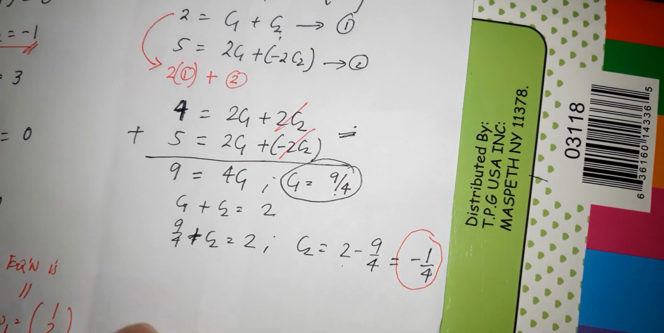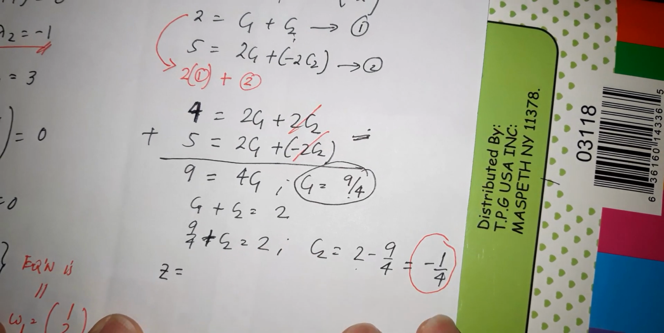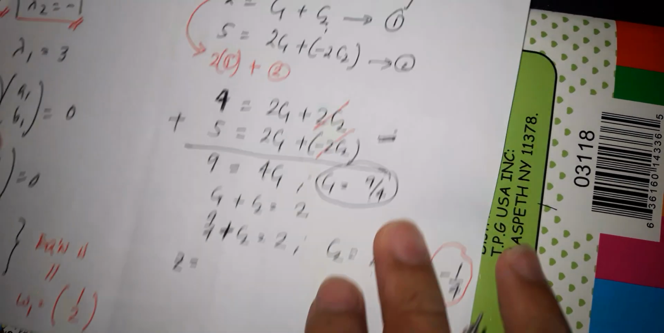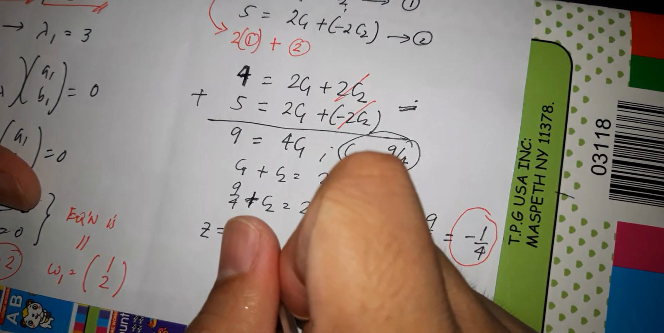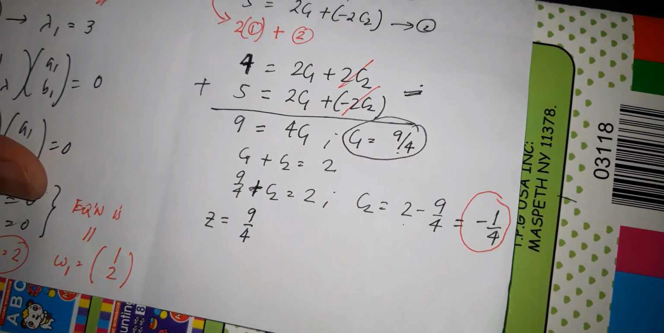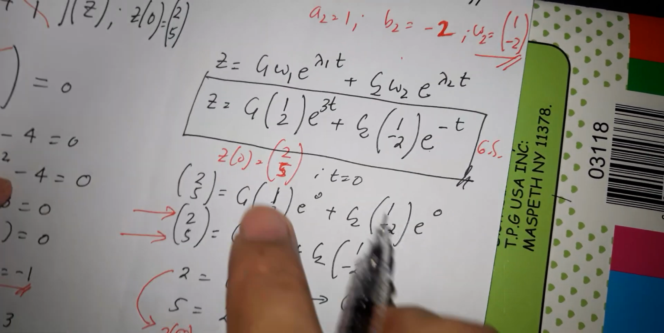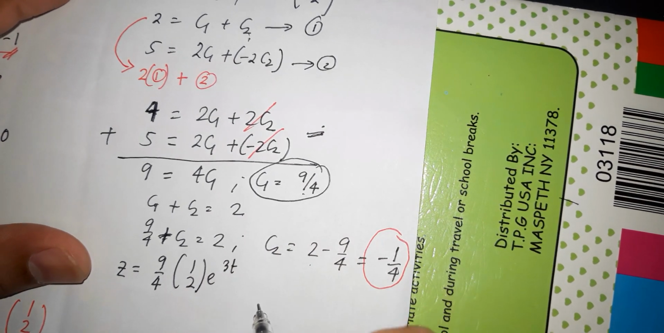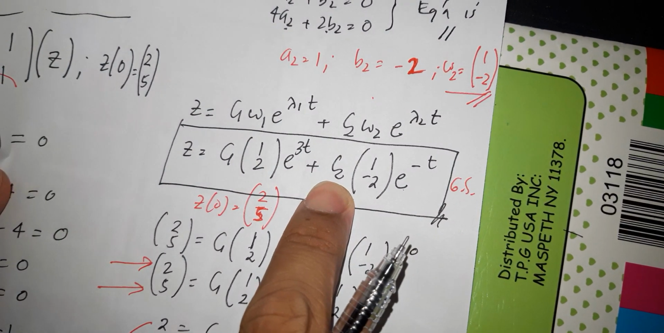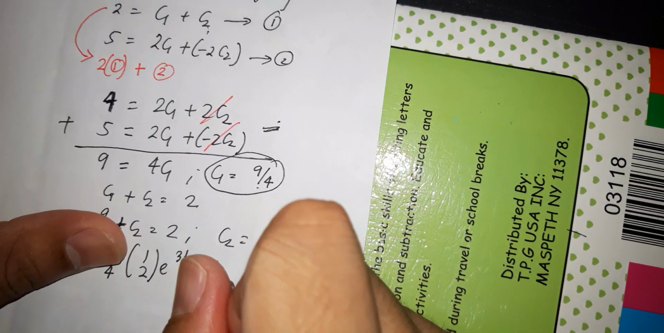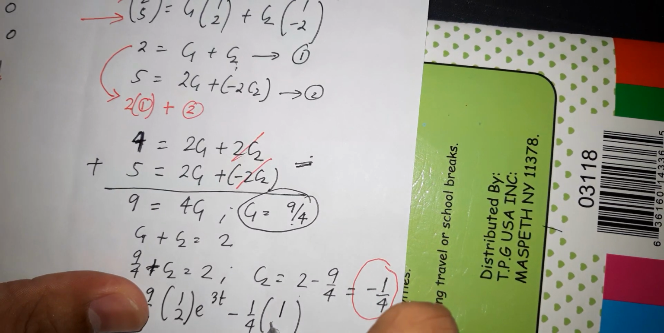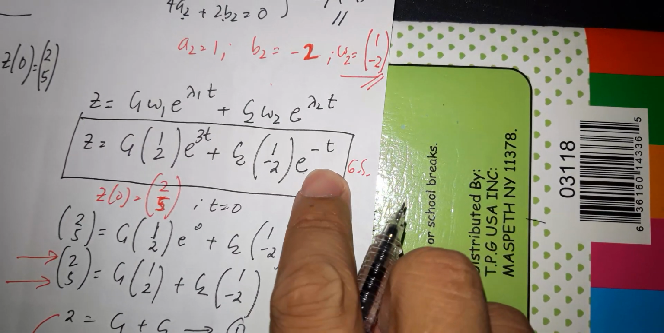Then let's substitute into our general solution. The value of C1 is 9/4, 1 2, e to the 3t. Plus the value of C2. So the value of C2 is negative 1/4. So negative 1/4, omega is 1 negative 2, e to the minus t.